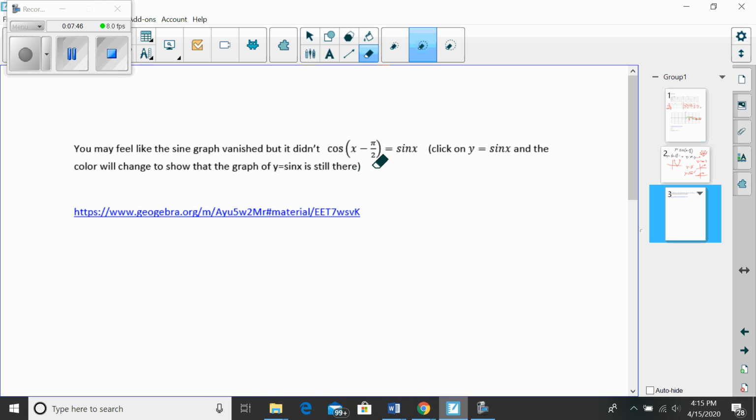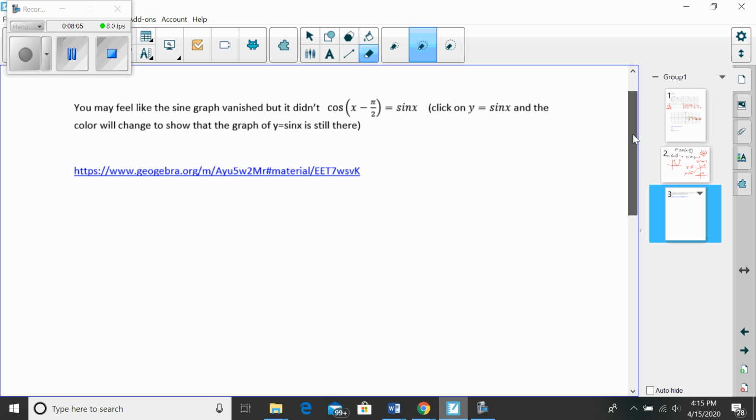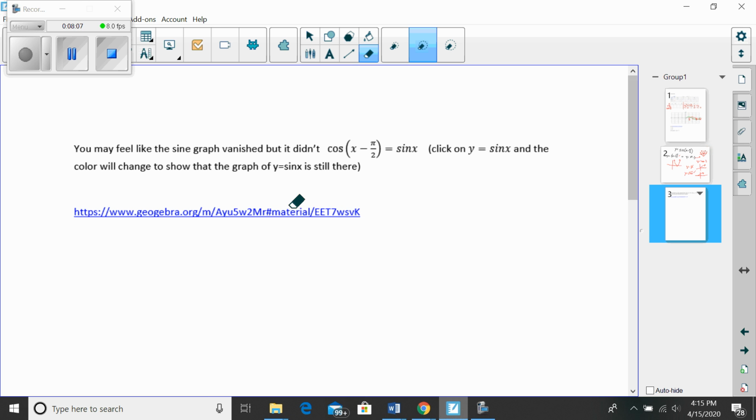And if you feel like one of the graphs has vanished, go up, click on sine, and then it'll change color. Every graph is a different color. So if you click on the graph you want to look at, it'll light up in the color that's marked on the left-hand side in that little circle. So play around with that. And then I'm also going to send you to a website where you're going to play around a little bit more.